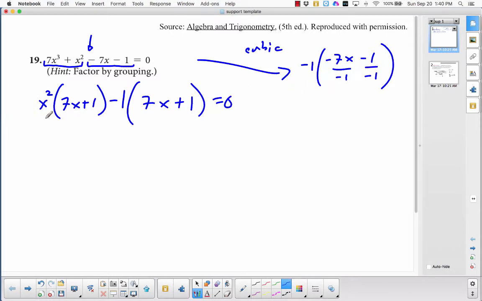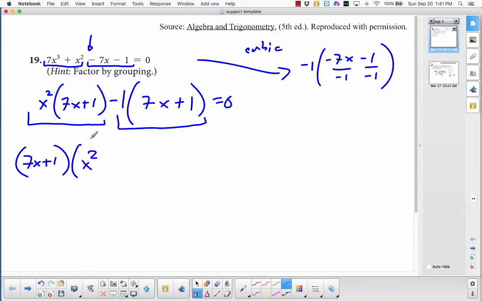Now, when you factor by grouping, now I've got two terms. There's a term, and there's a term. Each one of them has a 7x plus 1. So I can do a further factoring. So I'm going to factor out a 7x plus 1 out of this term, and that would leave me with an x squared, right, because this one goes. If I factor this out of this one, I'm left with a minus 1 equals 0.